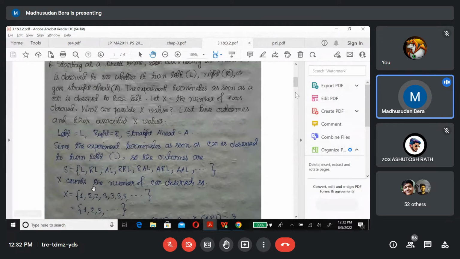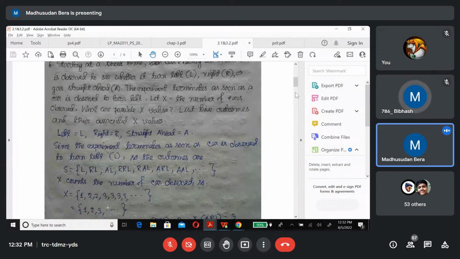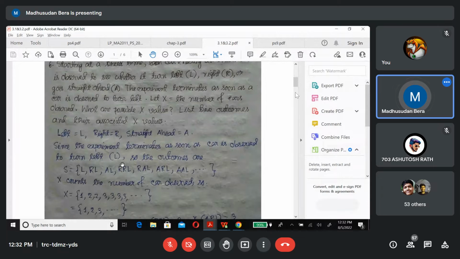Now X counts the number of cars observed. X of L is 1. X of RL is 2, two cars observed. X of AL is 2. X of RRL is 3, RAL 3, ARL 3, AAL 3. Next one it will be 4. That way 1, 2, 3, 4 and so on. Means any positive integer is a value associated with X.